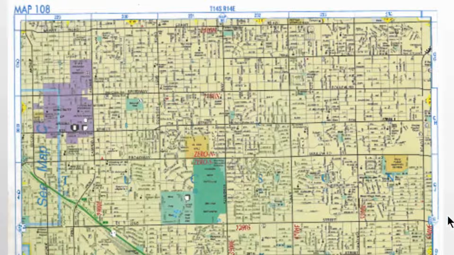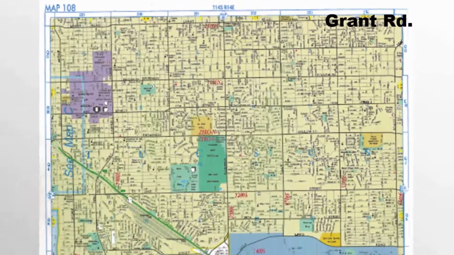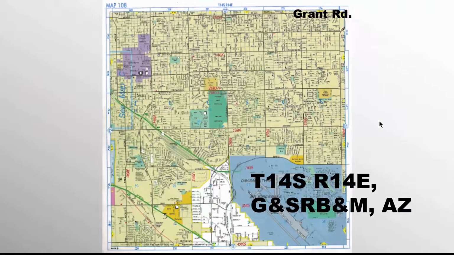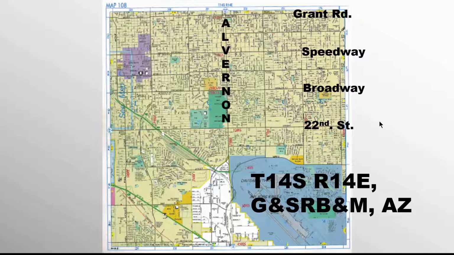So, most of the streets in Tucson and Phoenix and many of the other cities in Arizona are laid out along these section lines. For example, as I mentioned, there's Grant Road. Well, what's a mile south of Grant? Well, Speedway. What's a mile south of Speedway? Broadway. What's a mile south of Broadway? 22nd Street. How about Alvernon?